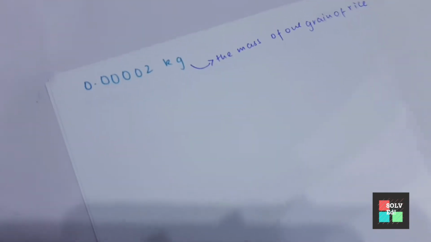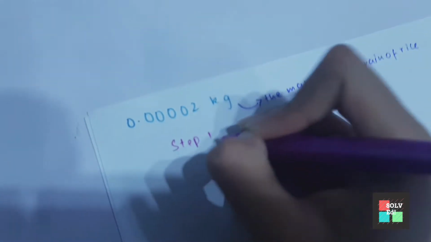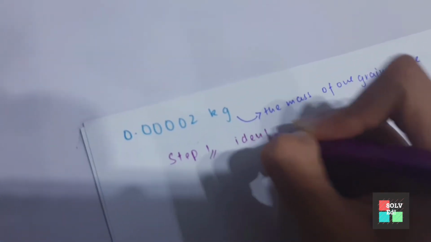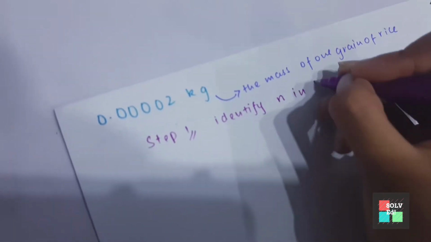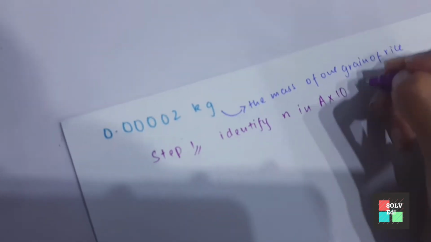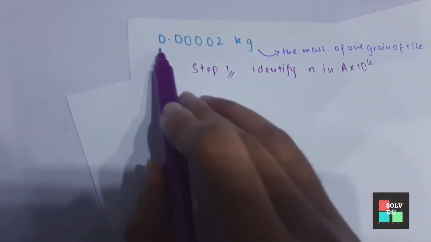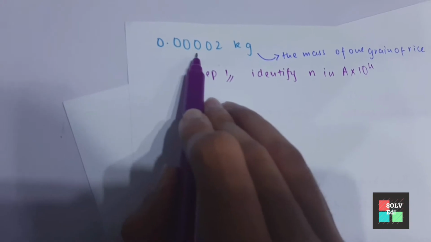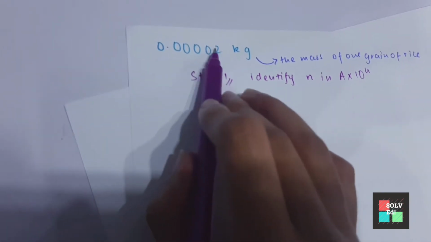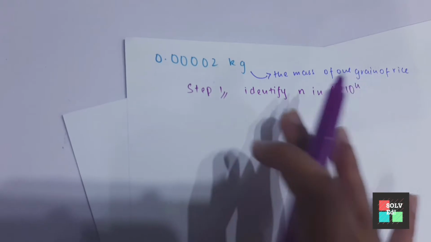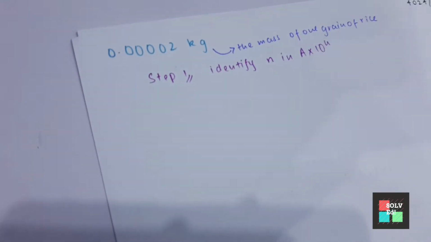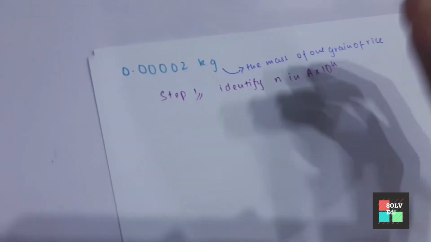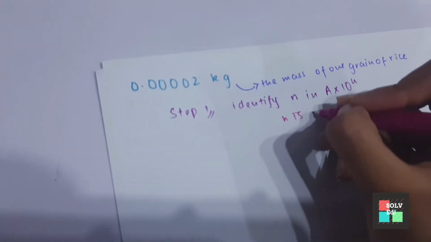The first step for doing this sort of a question is to identify n in A into 10 to the power of n. Since this is a small number and not a big one, for example, 200,000, that would be a big number. This is a small number, so n is going to be negative. So I'm just going to note that right here. n is negative.